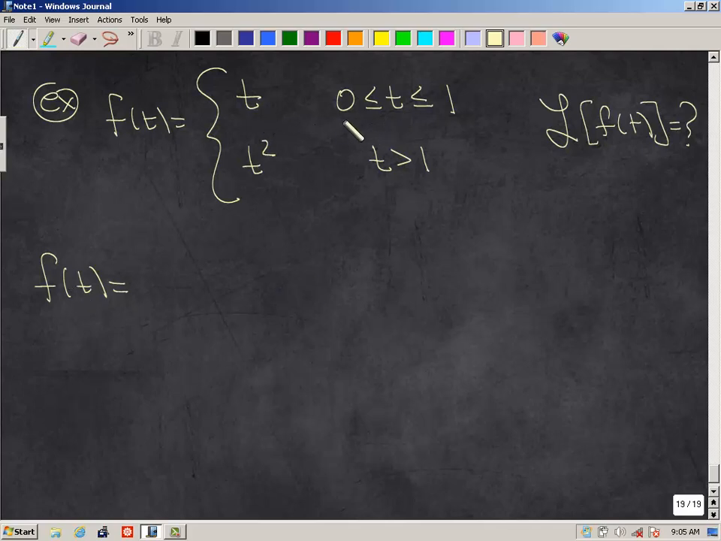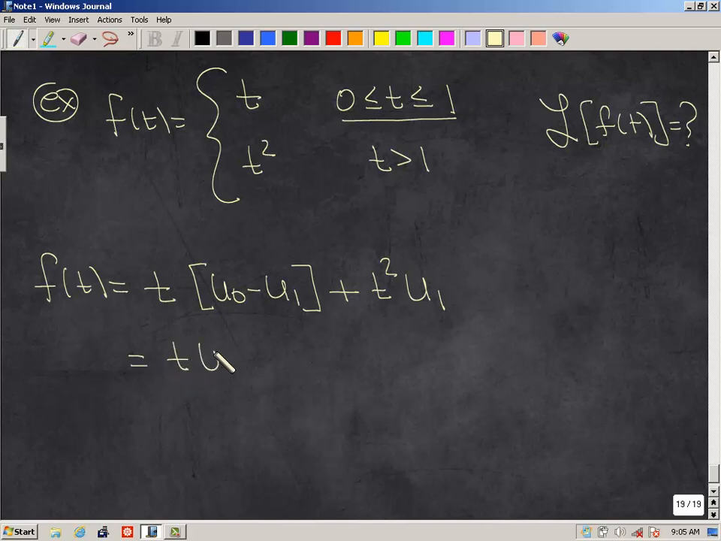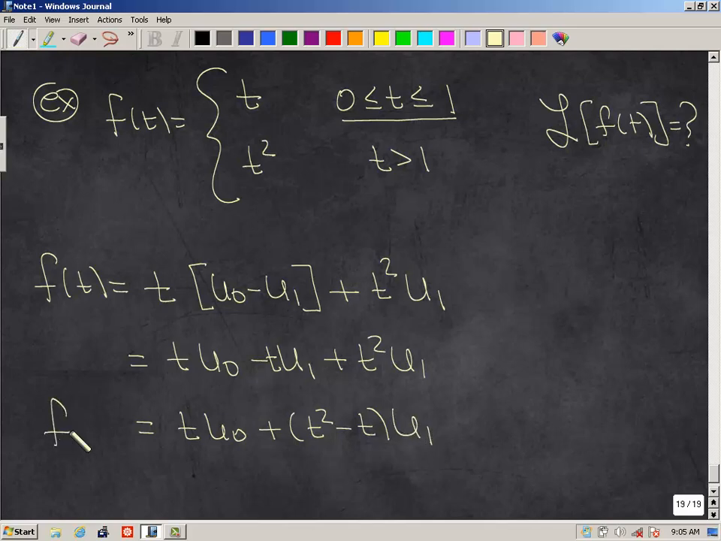This first piece is on between 0 and 1. So we get u of 0 minus u of 1 multiplied by t. Plus the second piece stays on after 1, so we get t squared. I can distribute and clean this up. So we end up with t u naught plus t squared minus t u of 1. So this is f of t written as a step function.